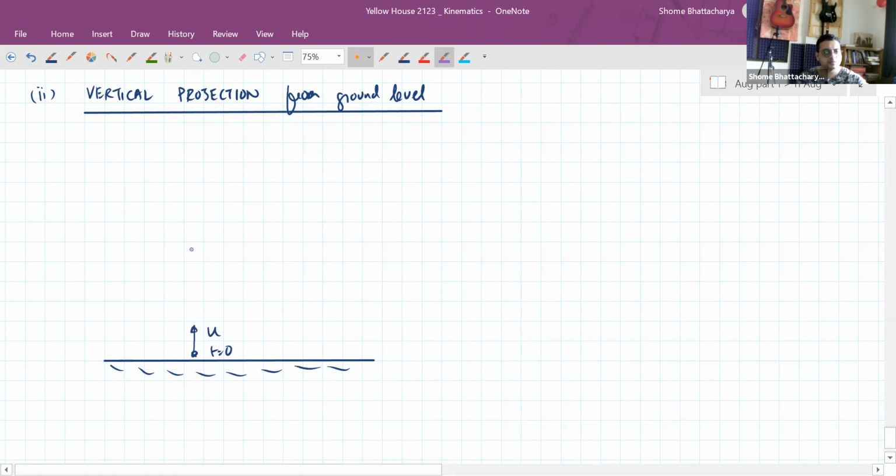Then as it moves up, at some time t, let's say it's still going up, it has a displacement of s. It eventually reaches some position where its velocity becomes 0 for some instant, and then it starts coming down. It exactly retraces its path and hits the ground at some point of time with an impact speed like this.